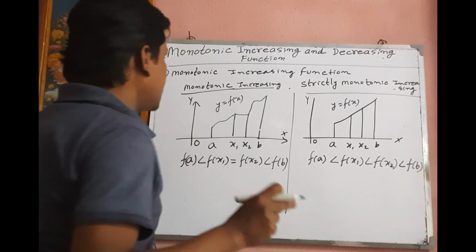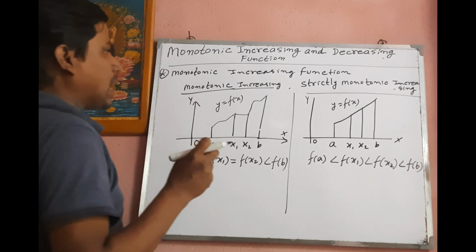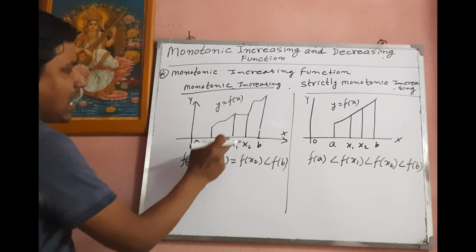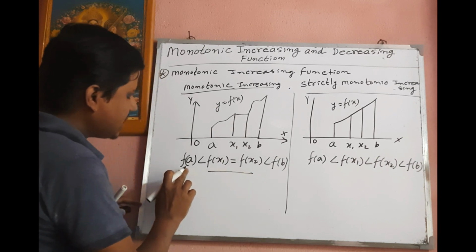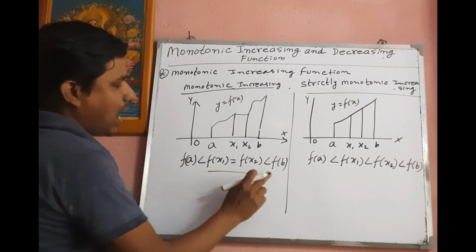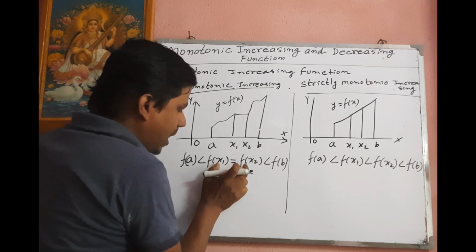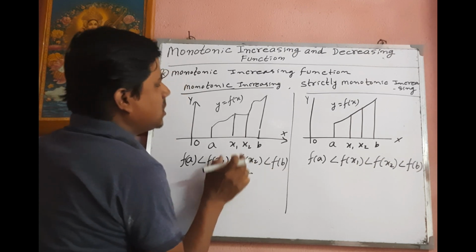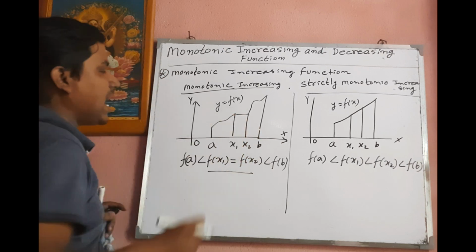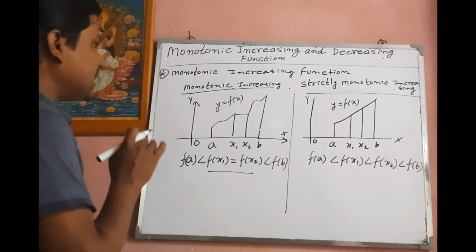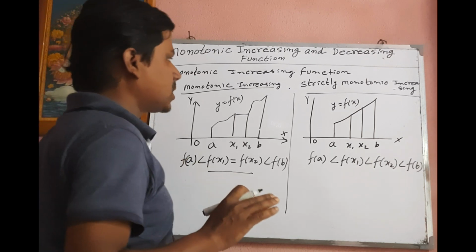In this section we can see there are two types of increasing function. One is the monotonic increasing function, and this is a sequence, where f of a is less and f of b is greater, and f of x1 and f of x2 are equal, like in these diagrams. So this is one kind of increasing function, and this function is called the monotonic increasing function.